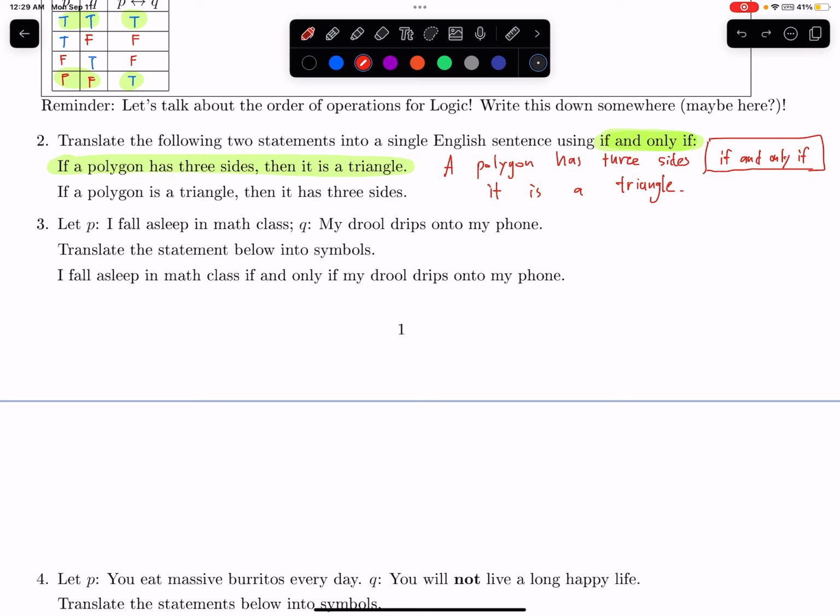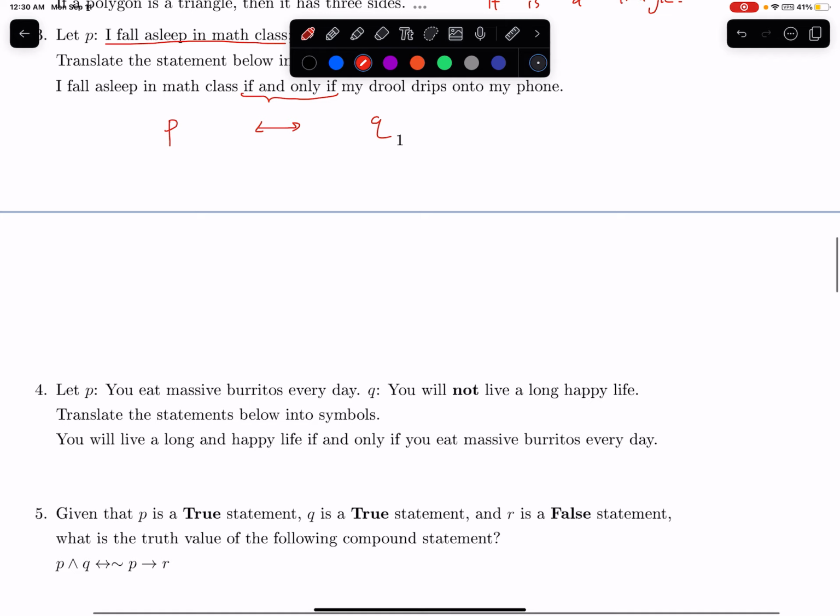Okay, question number 2. Let P be the statement, I fall asleep in math class. Q is the statement, my drool drips onto my phone. This is an example from personal experience. Okay, it says, translate the following: I fall asleep in math class if and only if my drool drips onto my phone. So right away, I see this if and only if. I know the translation for that part is the biconditional arrow. And then I fall asleep in math class, that would be the P statement, right? My drool drips onto my phone, that's the Q. So the translation is P if and only if Q. Simple as that.